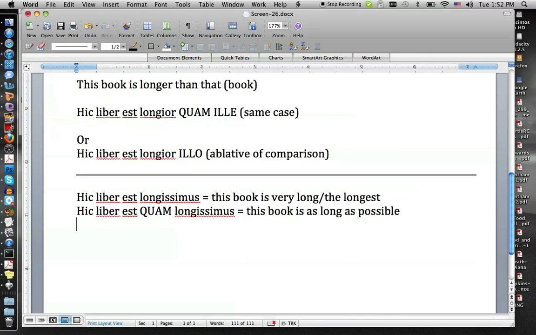For the superlative, you can use it as a regular superlative. Hic liber est longissimus means this book is very long or is the longest. Or you can have the superlative preceded by quam. In that case, it means as long as possible. So, hic liber est quam longissimus is this book is as long as possible.